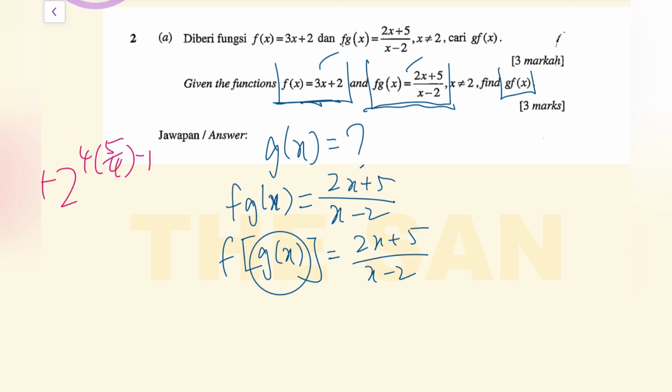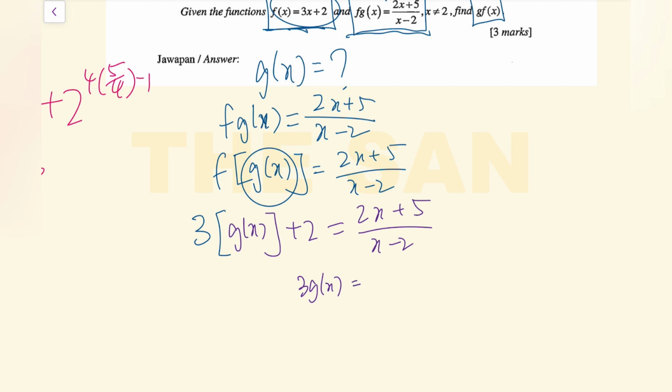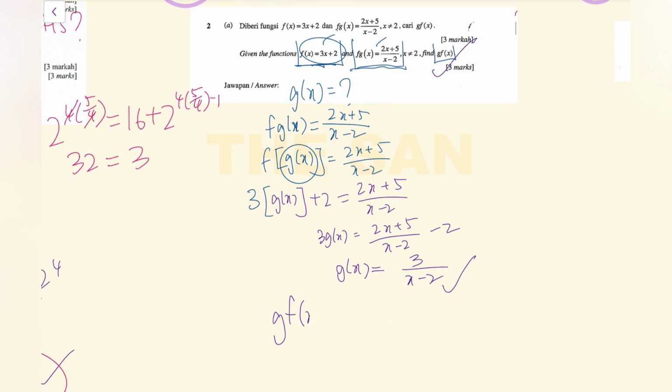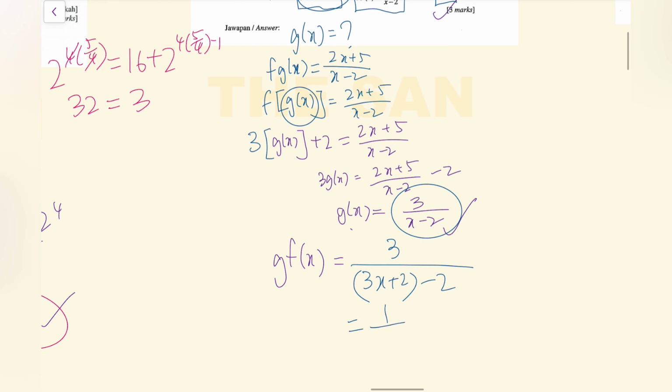Okay, so now I just substitute g(x) into this f(x) equation. So 3g(x) plus 2 will be equal to this. 3g(x) equal to (2x + 5) over (x - 2) minus 2, and then g(x) will be 3 over (x - 2). So this is the g(x) we found, and we want to use this g(x) to find this gf(x). gf(x) will be equal to, super easy, we just have to substitute this into this. Okay, so 3 over (3x + 2 - 2), and we will get the answer 1 over x.